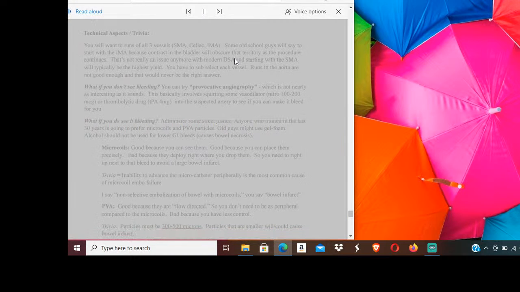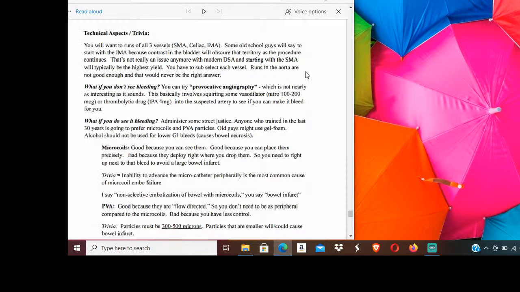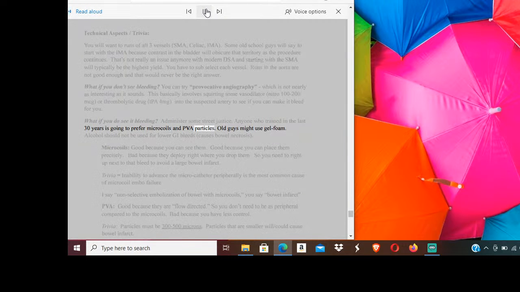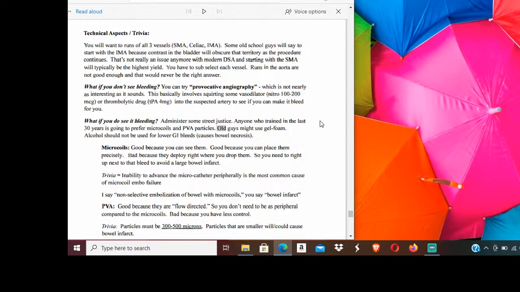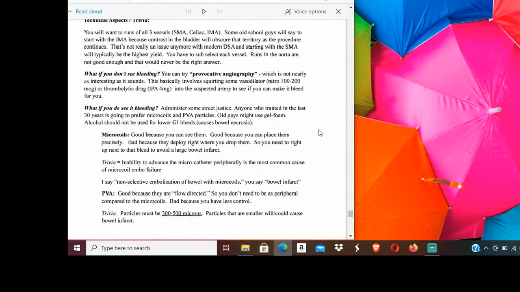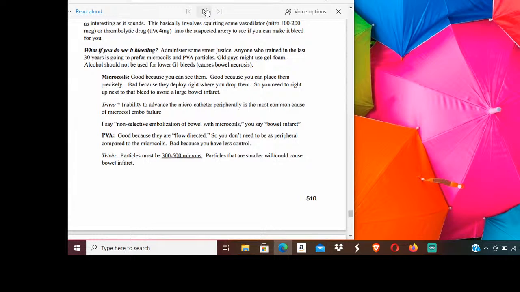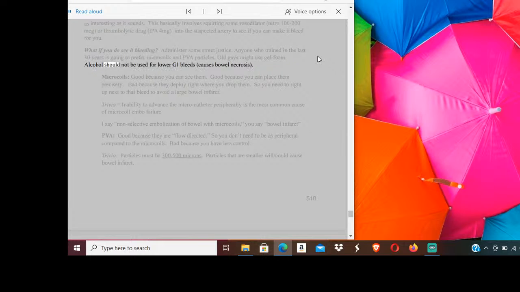Anyone who trained in the last 30 years is going to prefer microcoils and PVA particles. Old guys might use gelfoam. Alcohol should not be used for lower GI bleeds, causes bowel necrosis.